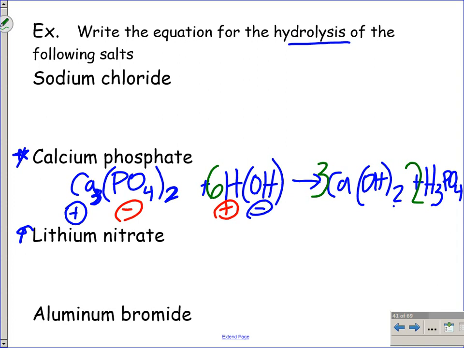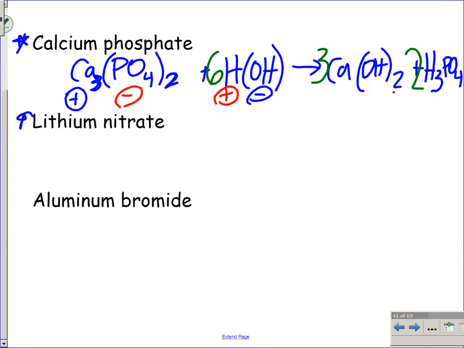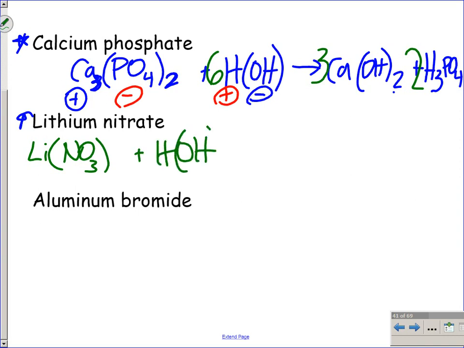Okay? Next one, lithium nitrate. Li NO3. So lithium and then nitrate. I'm going to put parentheses around nitrate so you can see that very clearly. After I write water, we're doing hydrolysis, we're adding water. Tell me one of the products. Lithium hydroxide, LiOH, thank you. And then somebody else at that table, tell me the other product. H and then NO3, good.